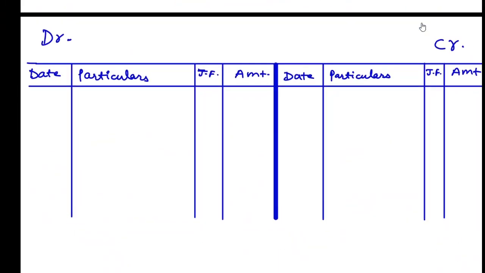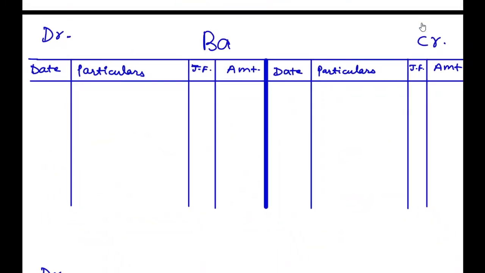Now I will prepare the next account, which is the bank account. So what happens with the bank account? On 1st of January, all the eyes on the screen. On 1st of January, I will change the color also. Let's do it with red. On 1st of January 23. So how much bank has been brought in? The bank balance is of 1 lakh rupees.